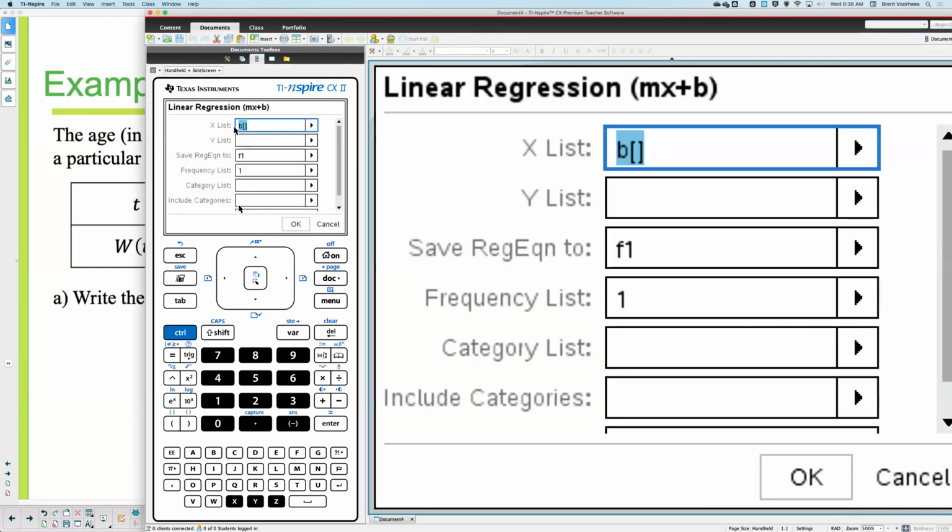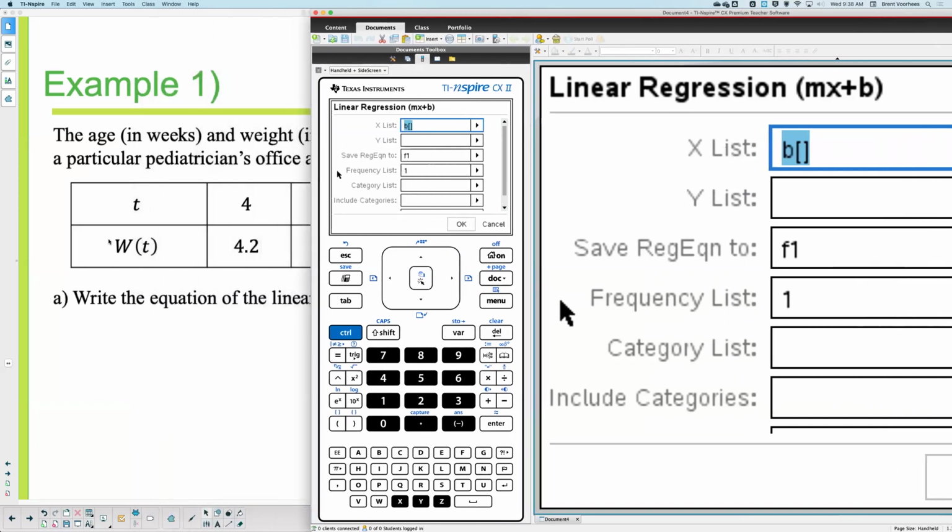Now this x list means you need to tell the calculator which variable is your x. Which one's your domain? Is it t or w of t? T. So put a t there at the top. And then the y list is we put in the variable that represented the y. Now what do we put for y? W. Now again, if you had used x and y, you would just type x and y there.